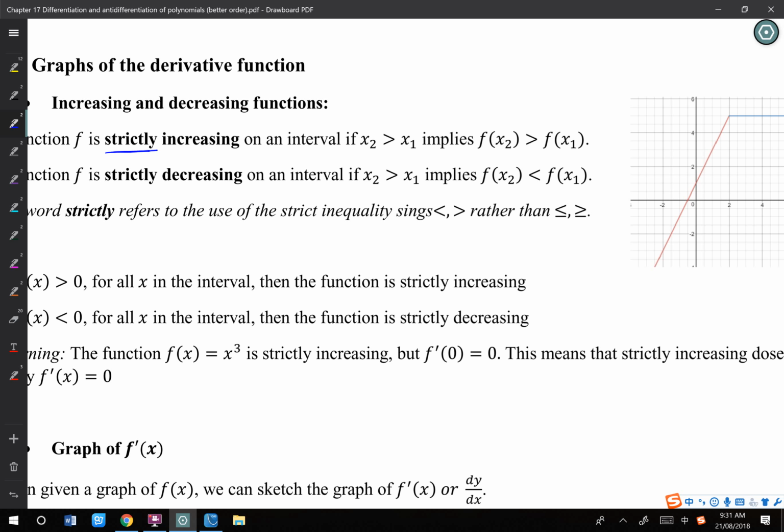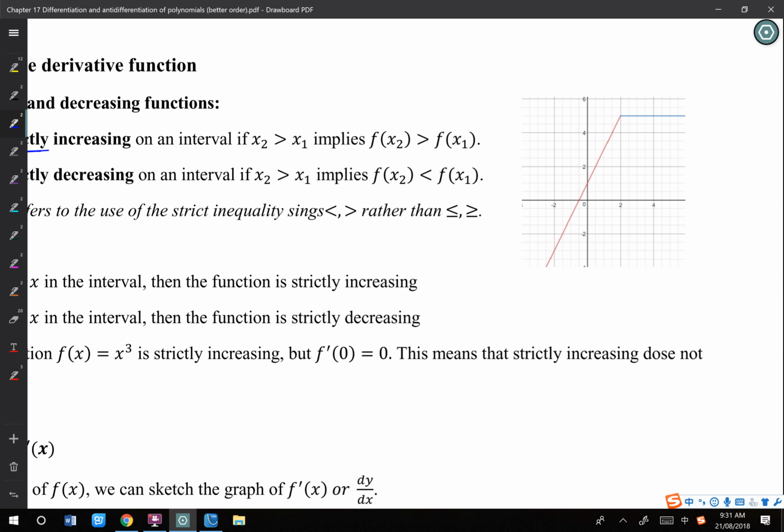The other way, strictly decreasing, is when x increases, y value decreases. That's a strictly decreasing function. Okay, easy to understand. Going up is strictly increasing, going down is strictly decreasing. We don't really talk about increasing and decreasing functions in VCE, but even some tutors misunderstand that because they were taught in the wrong way.